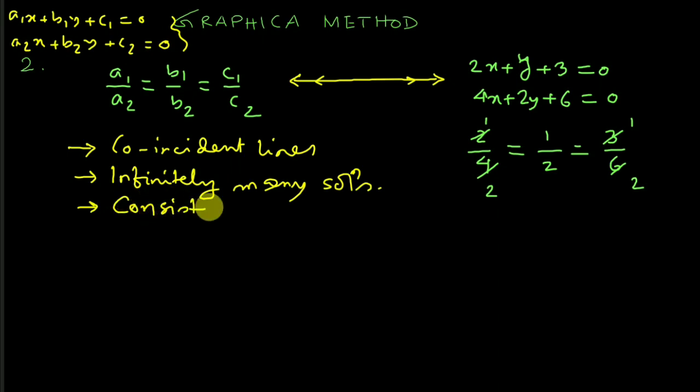Okay, next I want to show the graphical views of these graphs. The first one is 2x + y + 3 = 0. Another one is 4x + 2y + 6 = 0. So, in the graphing section, okay.